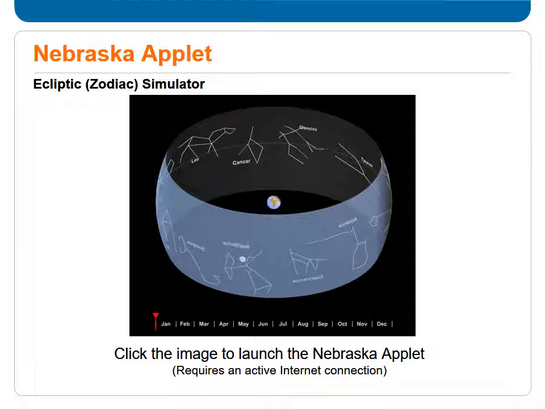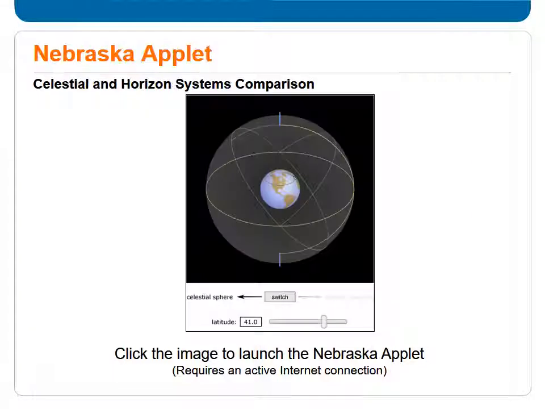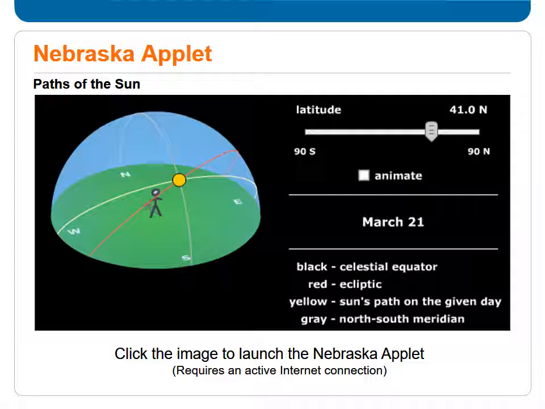While you're taking your time through this part of the chapter and through this learning module, there are some links to the Nebraska applets that help you visualize what's going on. First of these is the ecliptic zodiac simulator. There's also a sun motion demonstrator, which I highly recommend spending some time playing with. The celestial and horizon systems comparison. The paths of the sun applet.